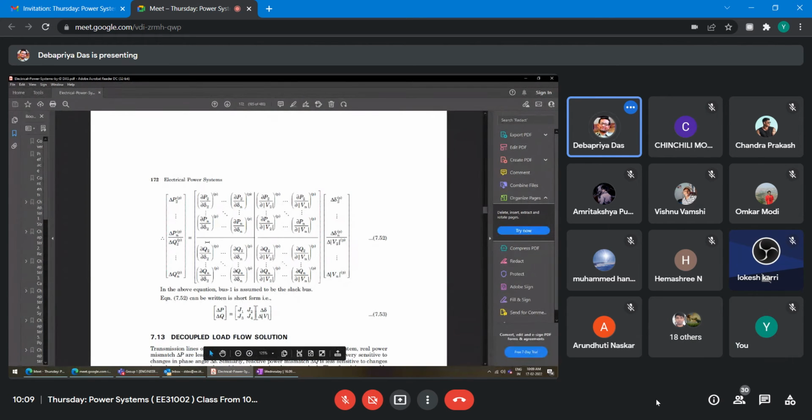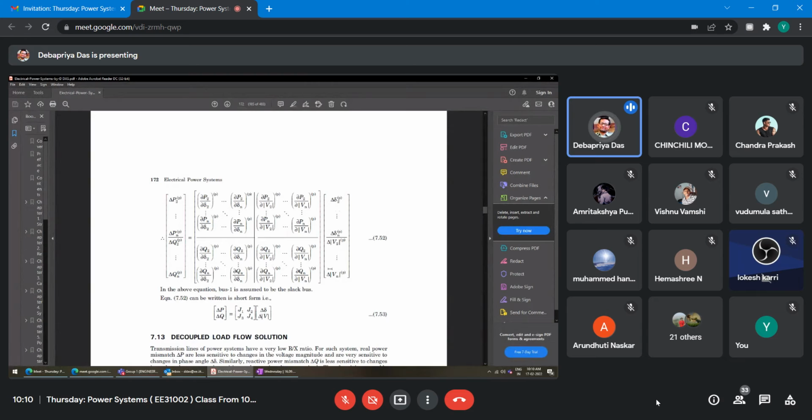Now it is very simple to make this. Delta P2 will be del P2 upon del delta 2 into delta delta 2, plus del P2 upon del delta 3 into delta delta 3, up to del P2 upon del delta n into delta delta n. Looking at this, you can automatically know what the derivatives will be. Similarly, the next row will be del P3 upon del delta 2, del P3 upon del delta 3, and so on. With the reactive part, the same philosophy: delta Q2 equals del Q2 upon del delta 2 into delta delta 2 plus del Q2 upon del delta 3 into delta delta 3. Because it is a book, all of this cannot be accommodated as it would be too large, but all the elements will be there. So first you have to make the left hand side of this matrix.